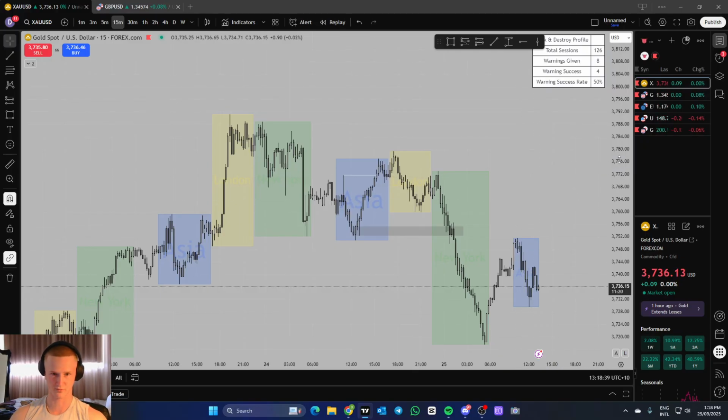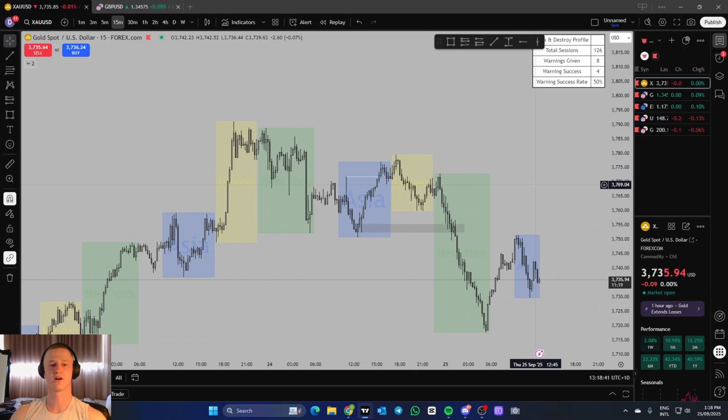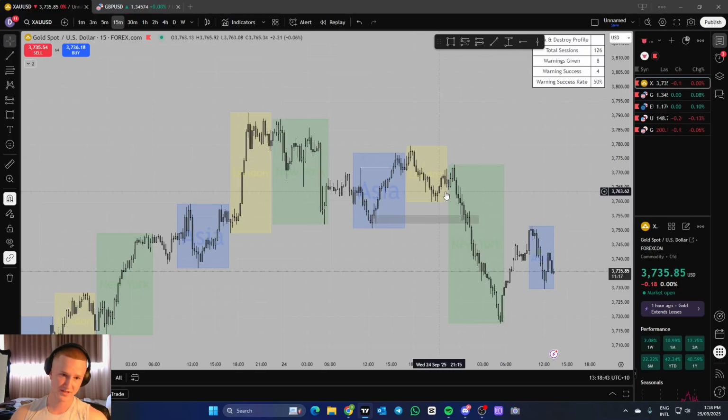I'll go into a video in more depth about that. But regardless, if you see something like this, no highs get broken, reverses. Forms this, no highs get broken, reverses. It's showing that the bearish and the sellers are in control.